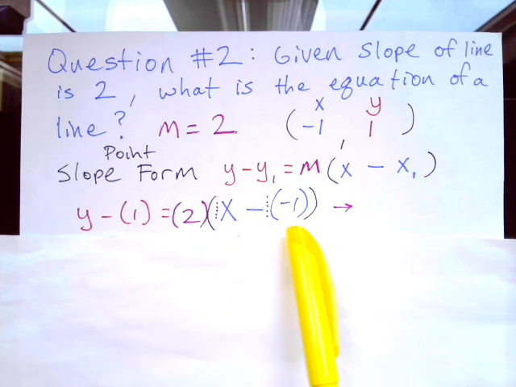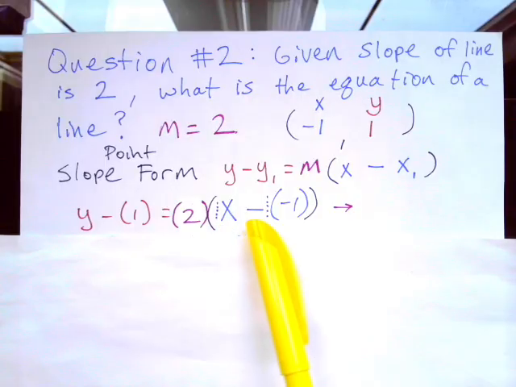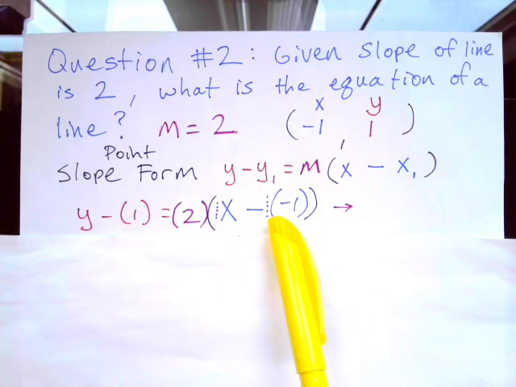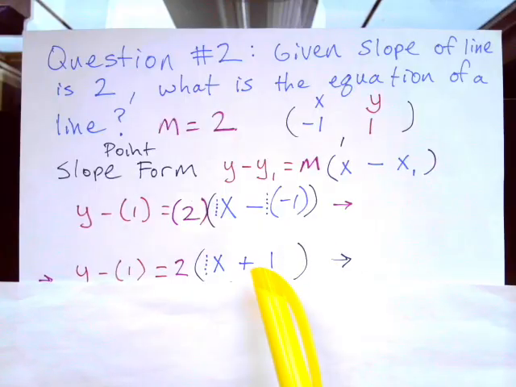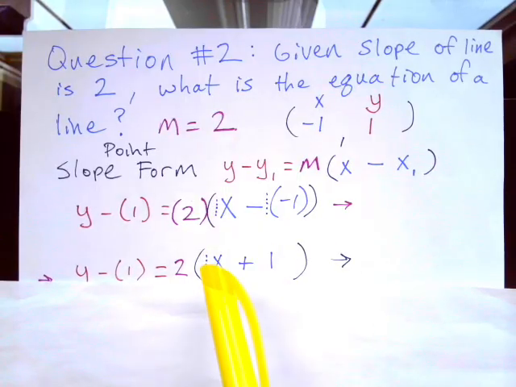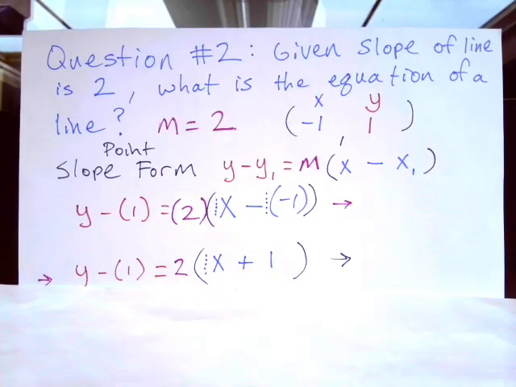But remember, order of operations says first, do everything inside the parentheses first. So I'm going to simplify or distribute that -1 times the -1 first. Let me show that here. We end up with a +1. And then everything else I just rewrote below.